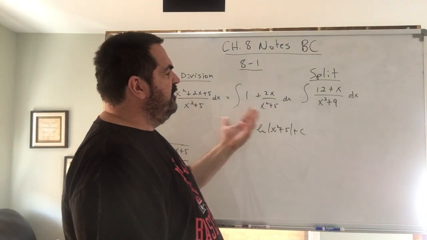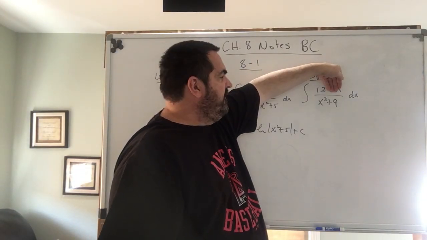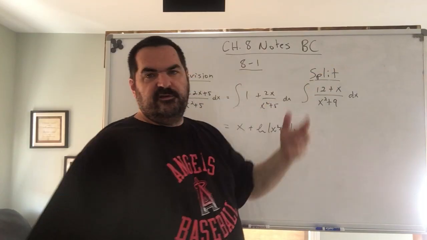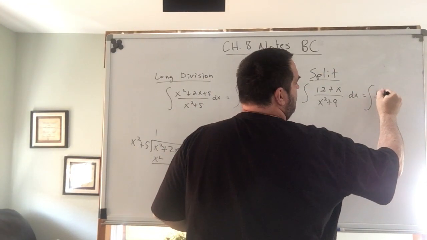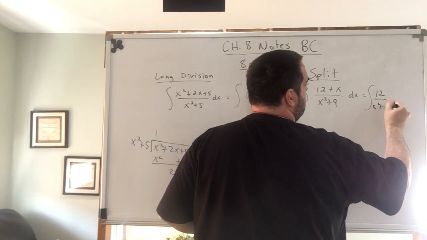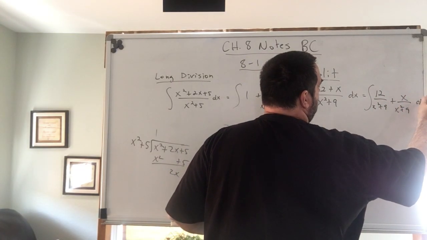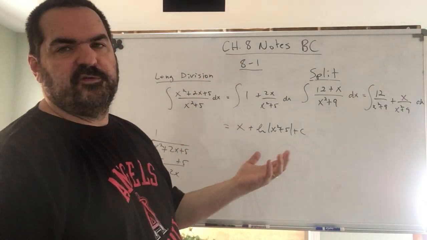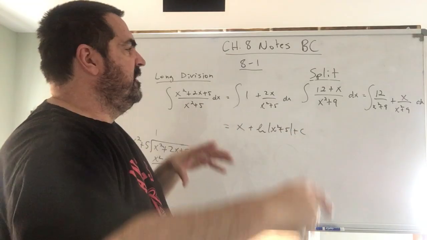All right, split. Split is when I go, I could take the integral if that x was gone. I could take an integral if that 12 was gone. So we split into two problems. Since they're both over x squared plus 9, I get to rewrite it. It's kind of like, instead of getting a common denominator, we're just splitting them back.